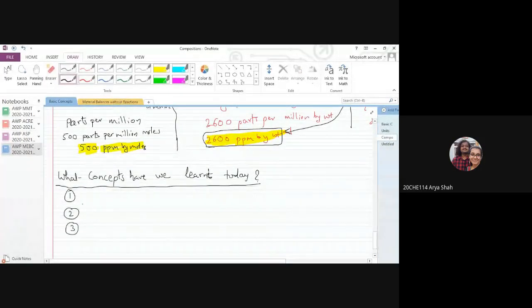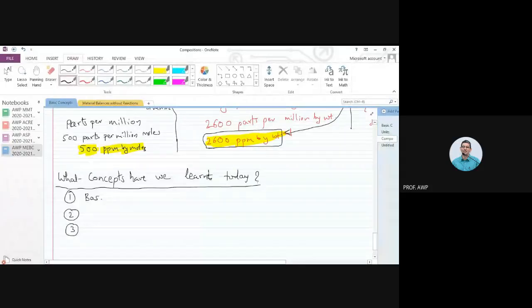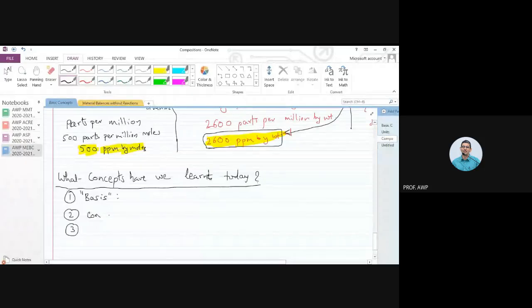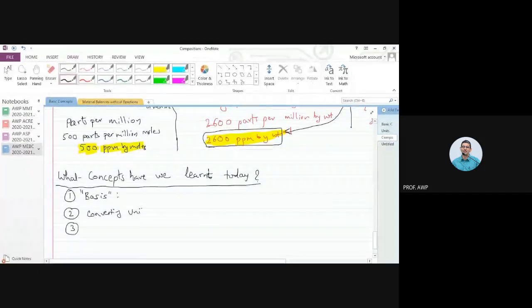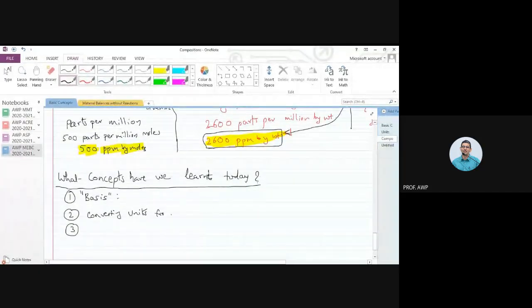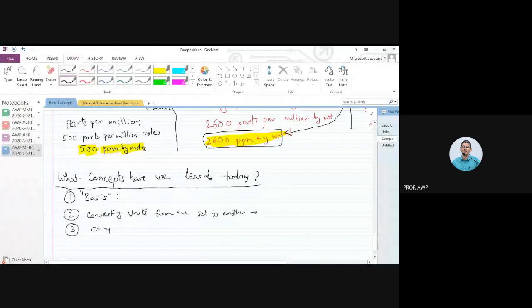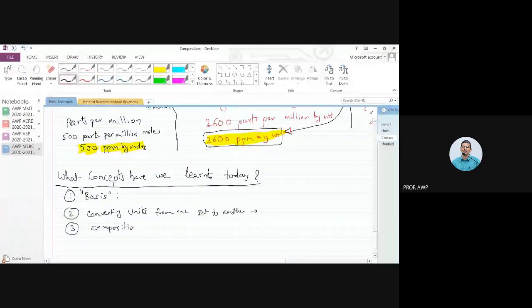Selecting a basis for calculation. Basis. Very important to select the basis. You can take any basis you like, but do calculations which are consistent with the basis. Second thing that we have learned is converting units from one set of units to another. Compositions. Right, compositions. What are the different ways in which we write compositions?